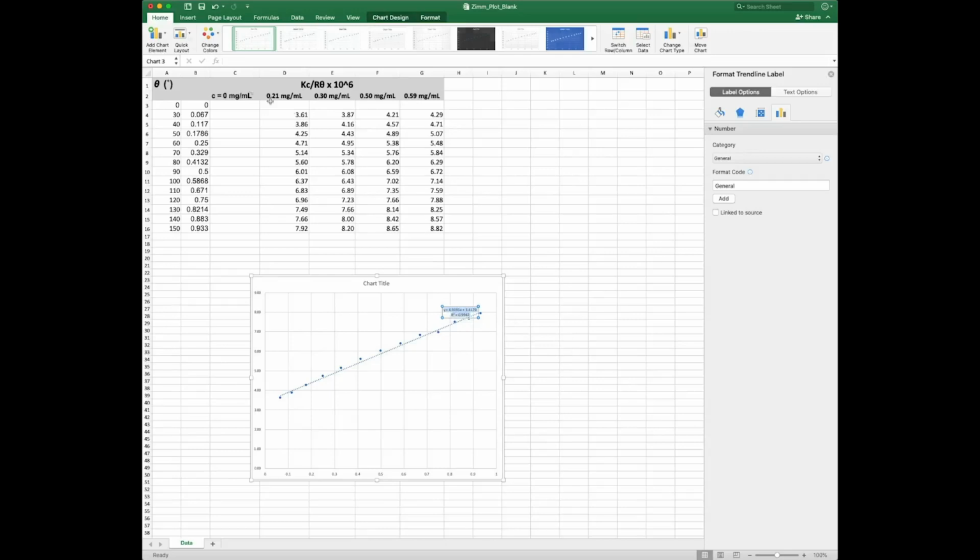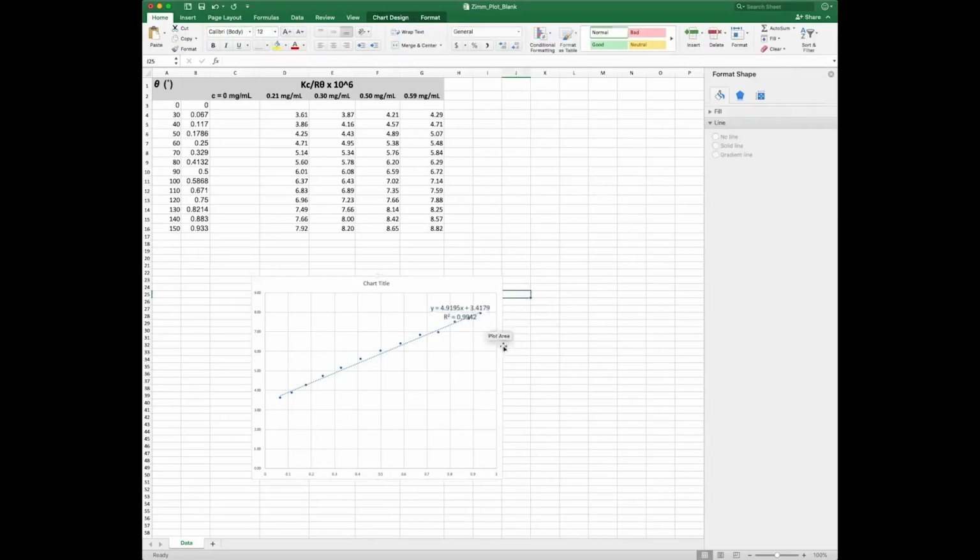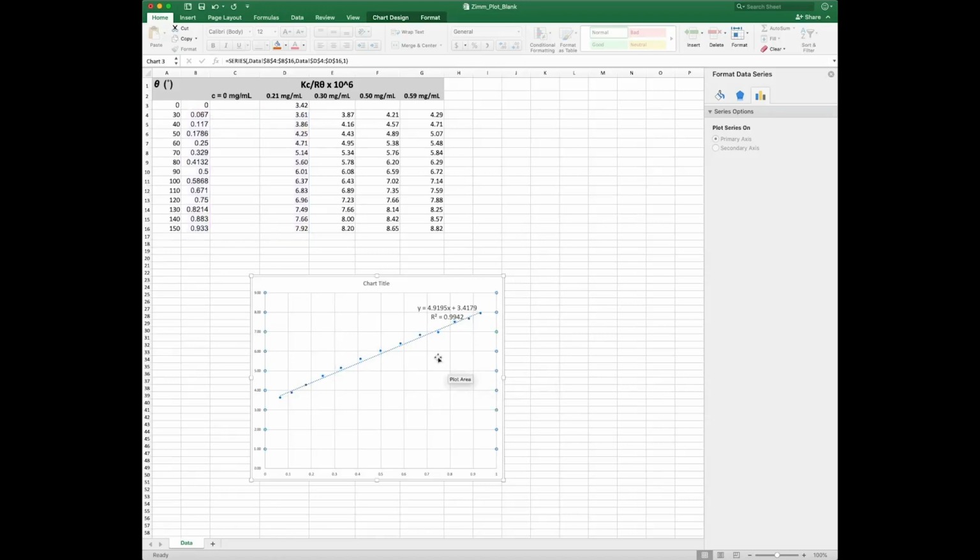But if I click on the information about the line of best fit, you see I've got slope plus y-intercept. So for this data, the y-intercept will be 3.42. That makes sense because, as we go to higher and higher angle, this value Kc divided by R theta is increasing. Now we could go back here, click on this graph, and add more data if we want.